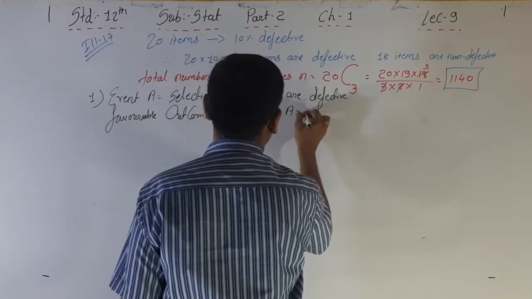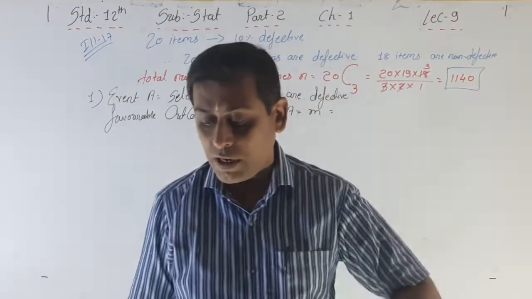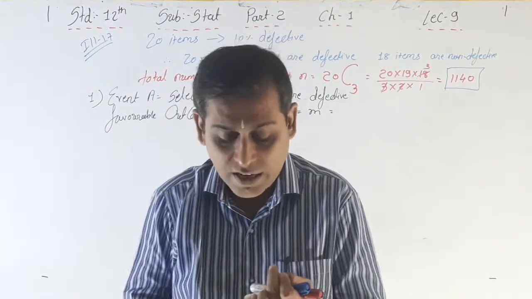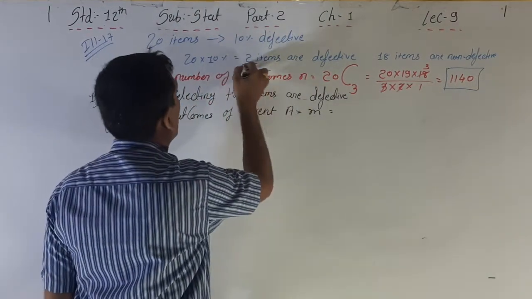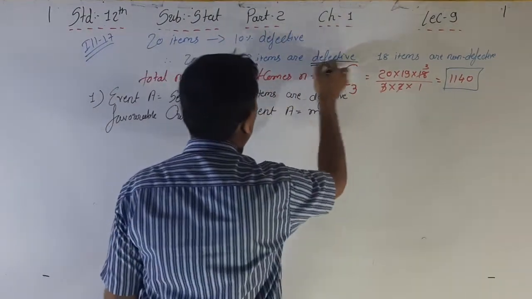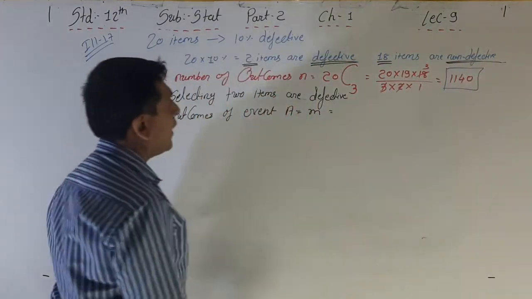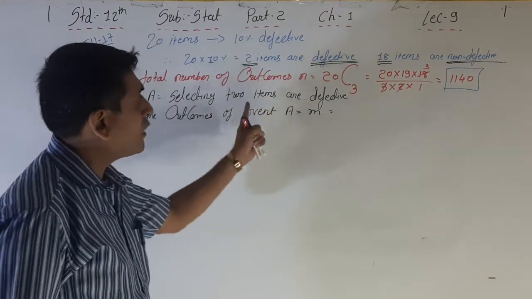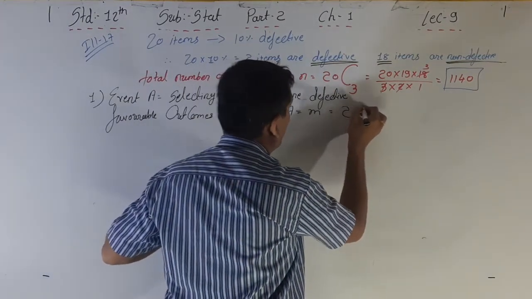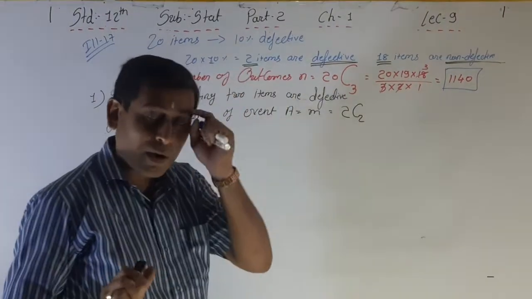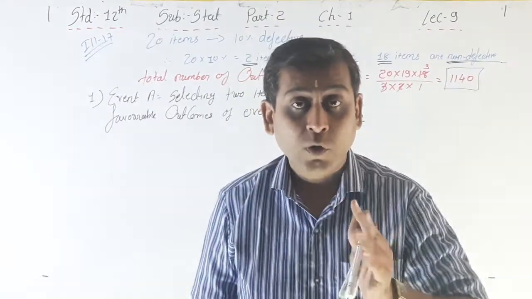M is equal to what? How many defective are there? See, we have to select 2 items which are defective. Here 2 items are defective and the 18 items are non-defective. So 2 items are defective and we want 2 items that are defective. But keep in mind, total items we have to select is 3 items, not only 2.